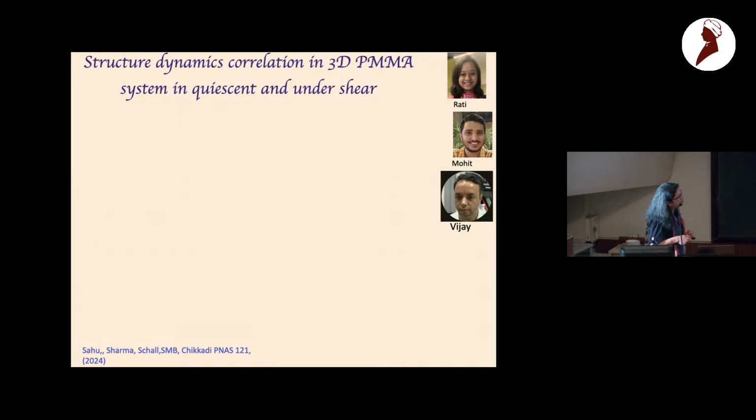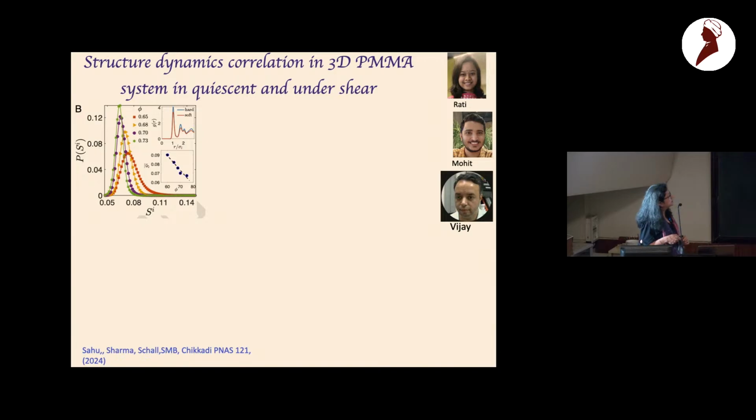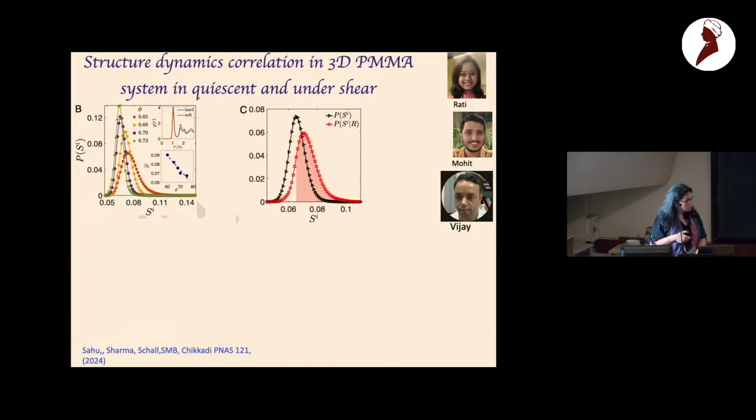This was done in collaboration with Vijay, who is sitting in the audience, and his student Rati, and my student Mohit. What we showed here is that if you calculate it, we are calling it softness, but it's the same as the inverse of the depth of the caging potential. We see that the distribution of this order parameter changes as you change the density of the colloidal system. We could also show that particles which are faster, in red, this is the total distribution of the order parameter, and this is the particles which are faster, sit in the softer region of the order parameter.